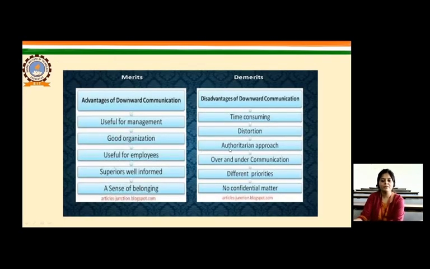Now let us see the merits and the demerits of downward communication. Okay, so now we will cover the merits and demerits of downward communication. So first let us see the merits of downward communication. How is it useful? It is useful for the management. It is easy for the management, as the management can just delegate the task.